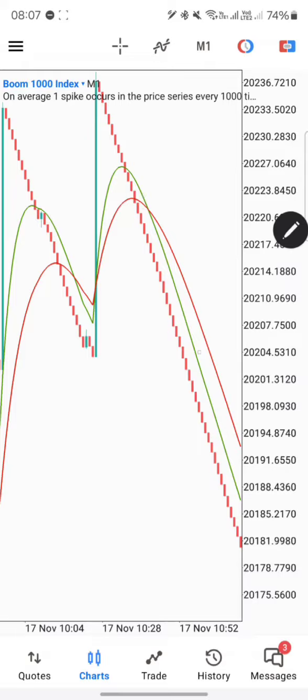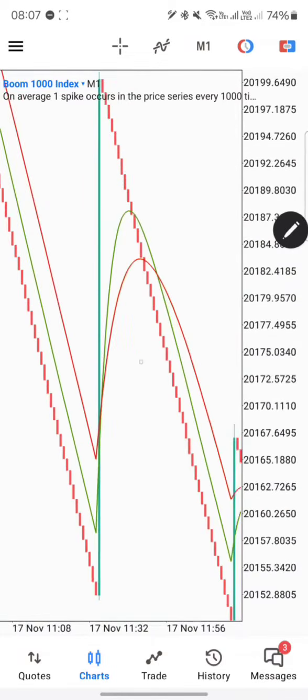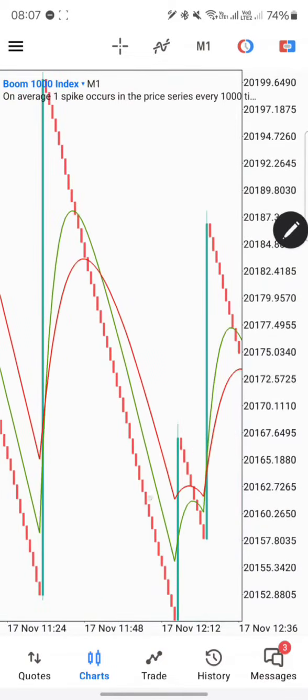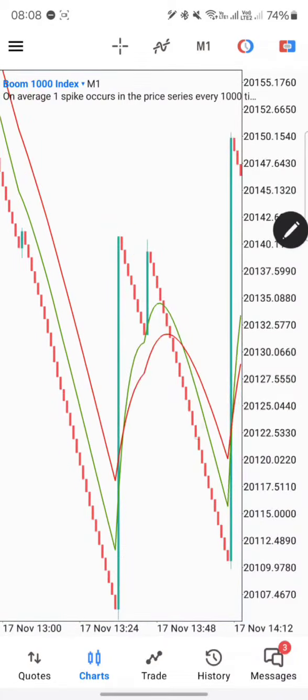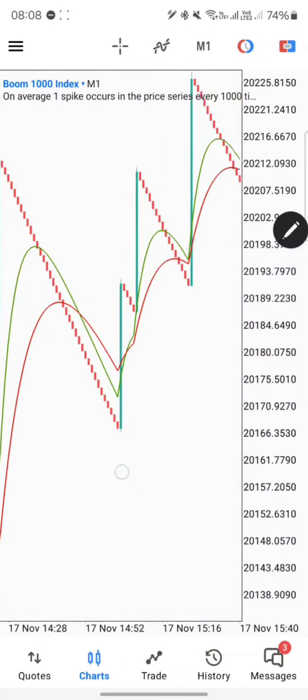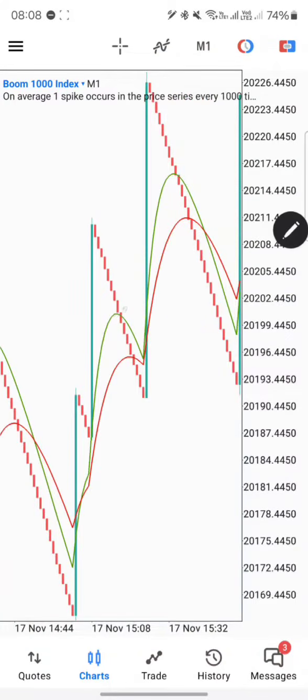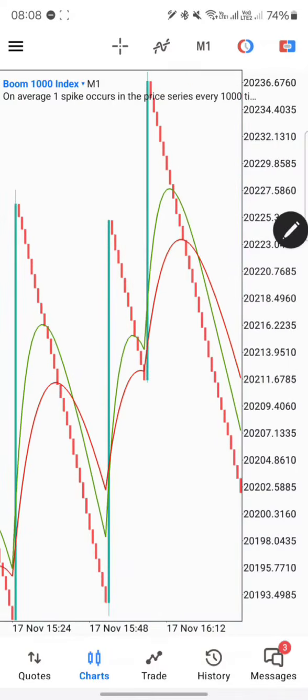Over here, this is a loss. This one is a loss as well. This one is a win. So here we have entered our first entry, second entry, and win. And that is basically how the strategy works. It's as easy as that, just entering when the moving average crosses through the candle and catching the spike.